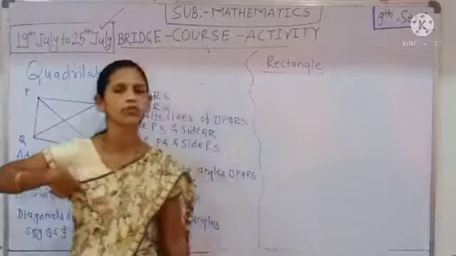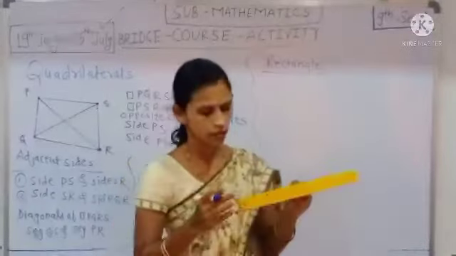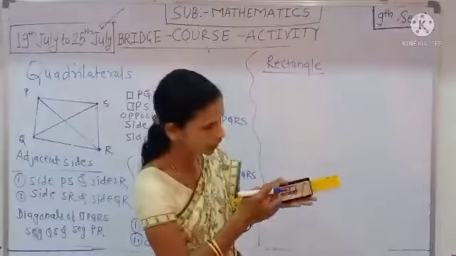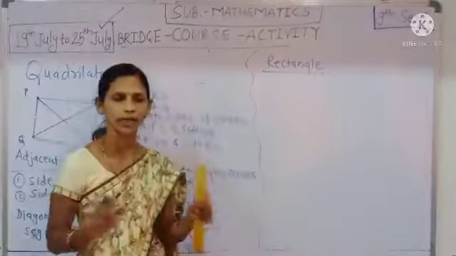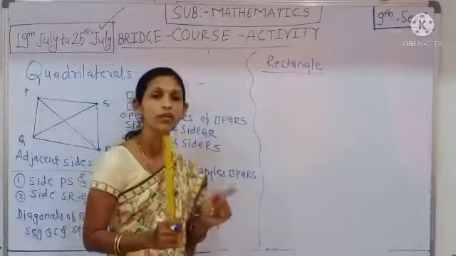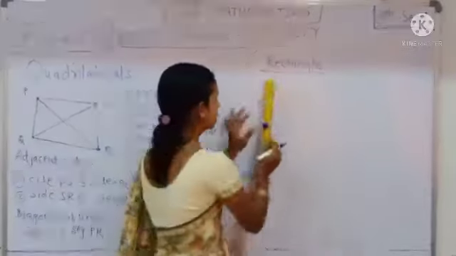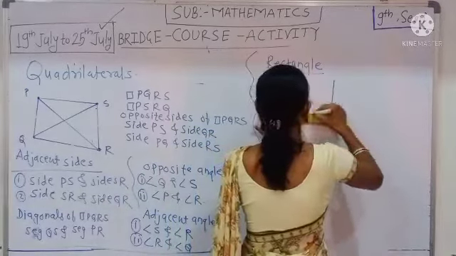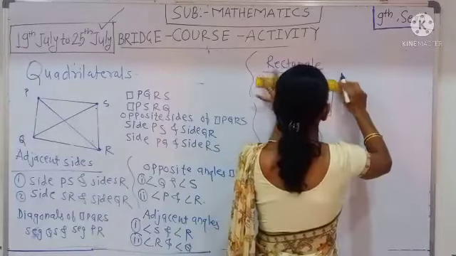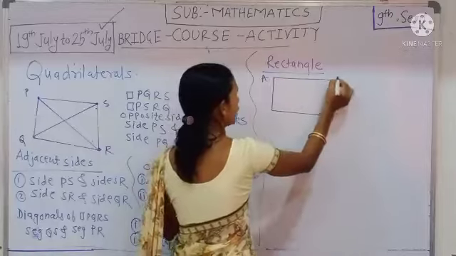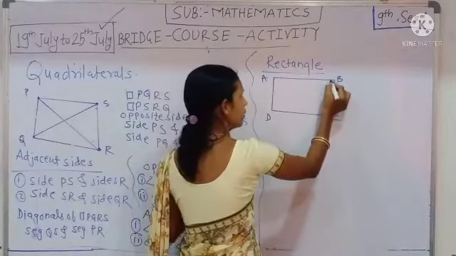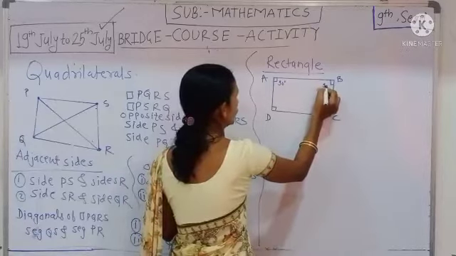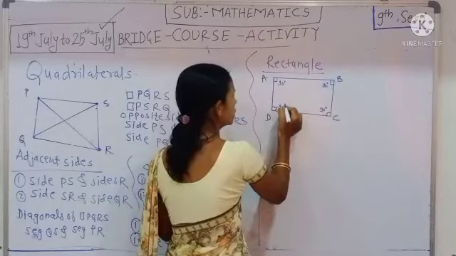Rectangle is one type of quadrilateral. See here, that scale is of rectangle type, the face of that duster is of rectangle type. Your notebook and textbooks are of rectangle type. Blackboard, graphboard, window, door are of rectangle type. Then, what is a rectangle? A rectangle is also known as a right angled quadrilateral. That means, see here, in rectangle ABCD, all four angles of that quadrilateral are 90 degrees, then it is a rectangle.